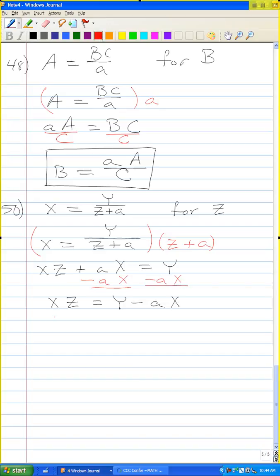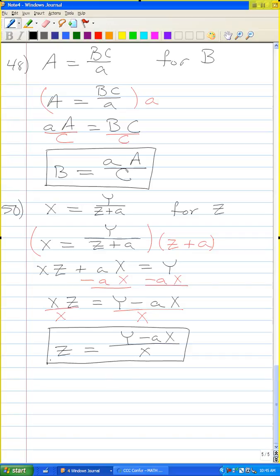You want to solve for capital Z, so divide both sides of your equation by capital X. And so capital Z equals capital Y minus little a times capital X, over capital X. And that is your solution.